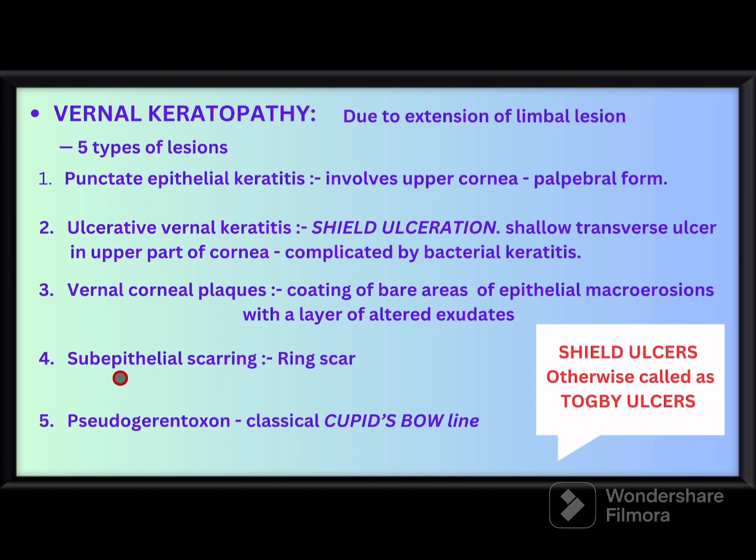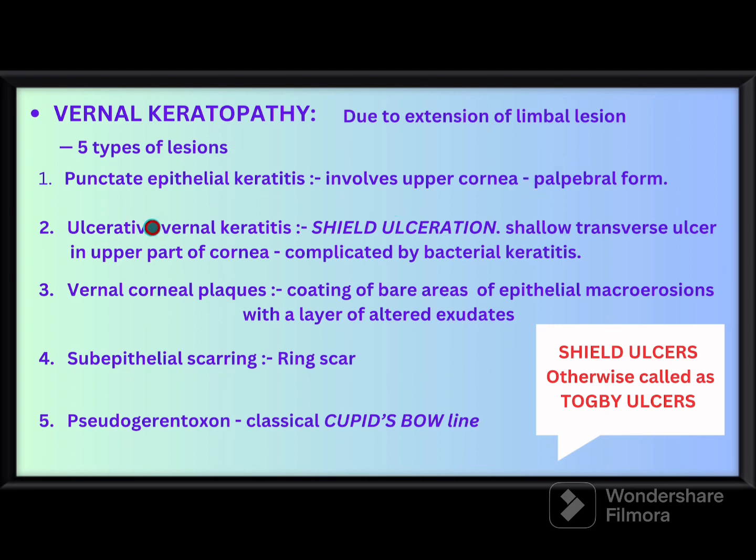Vernal keratopathy is due to the extension of the limbal lesions. Okay, so it is basically of 5 types. The first is punctate epithelial keratitis. It involves the upper cornea, and is usually associated with the palpebral form of the disease. This lesion is always stained with rose bengal and invariably with fluorescein dye.